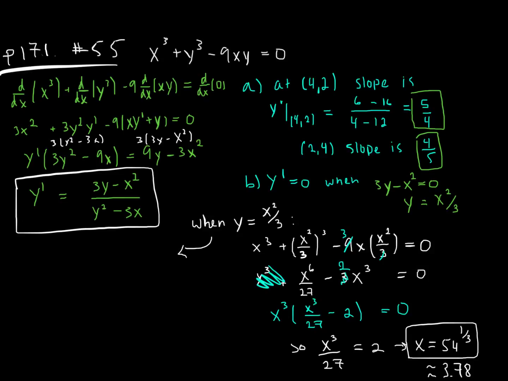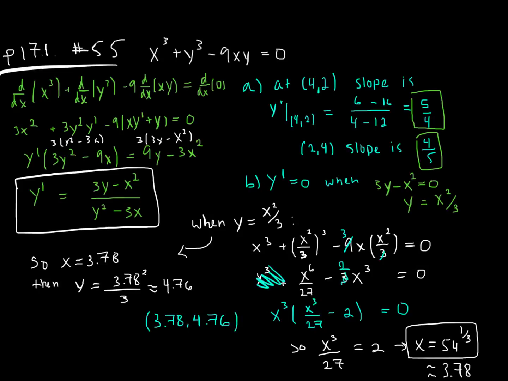So let me go ahead and write this over here. So x equals 3.78, then y is equal to 3.78 squared over 3, which is approximately 4.76. And so the point at which I have a horizontal tangent is going to be (3.78, 4.76). It has a horizontal tangent.